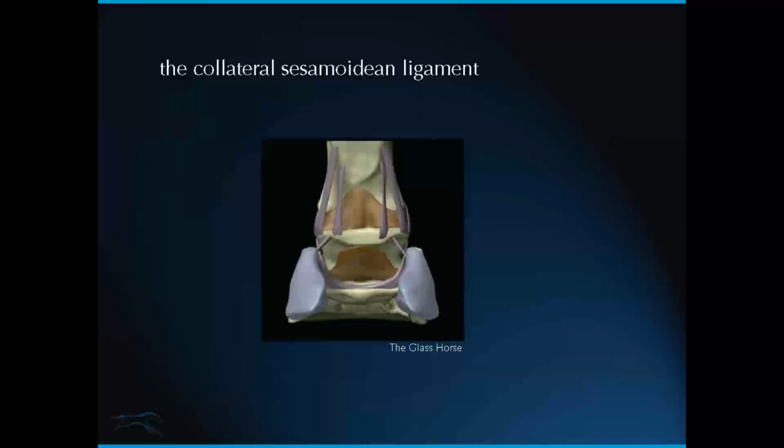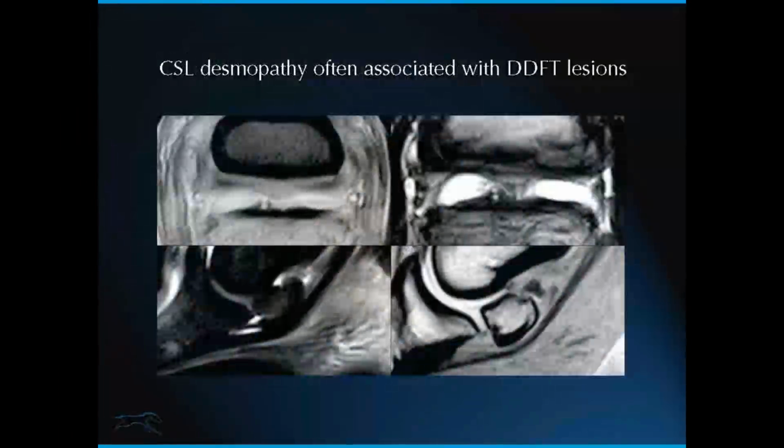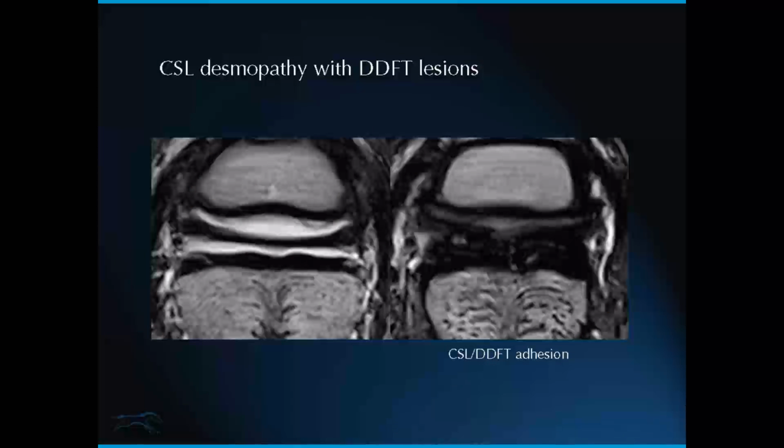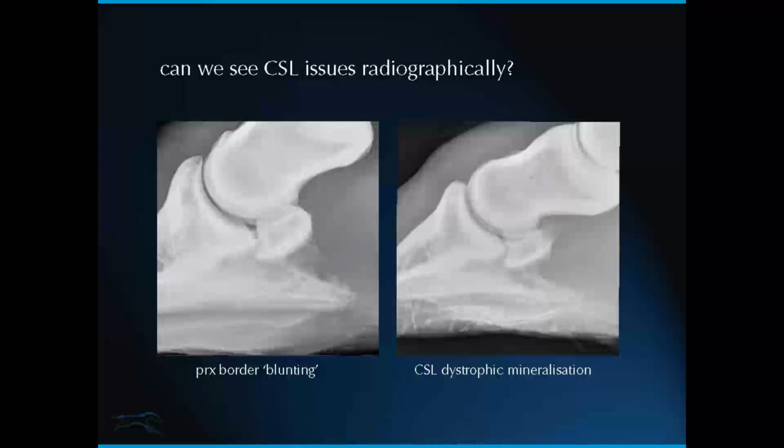And when we have these dorsal margin lesions that I've already spoken about, they very often cause collateral sesamoidean ligament desmitis, and so they can end up with this sort of glued down fibrotic bursa that we were talking about earlier. You can actually get an indication of those on X-ray. This is rare, this is one that's mineralised, but this is very common. So you see this sort of blunting of the proximal border. If you see this on an X-ray, you can be relatively confident that you've got collateral sesamoidean ligament desmopathy, and that's probably because you've got a dorsal margin DDF lesion. So it usually adds up when you scan them.